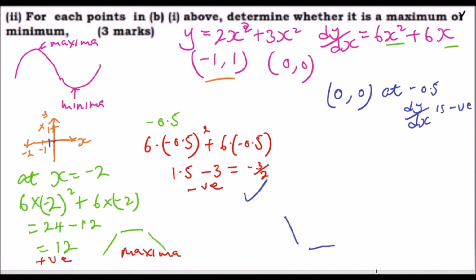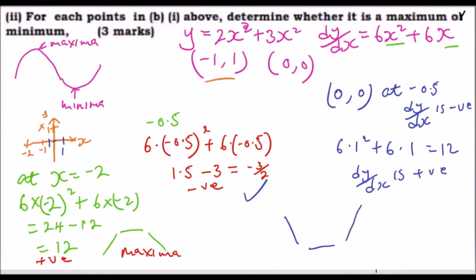So the other one is we look at the gradient. Since the turning point is at 0, 0, what about when we take 1? So we substitute 1 in our gradient. That will give us 6 multiplied by 1 squared plus 6 multiplied by 1, and that is going to give us 12. So dy over dx is positive, and the nature of the positive gradient is like that.